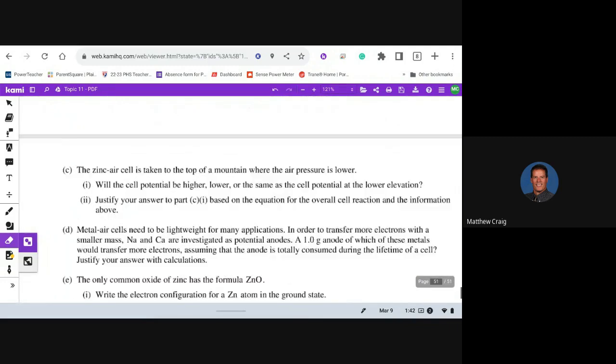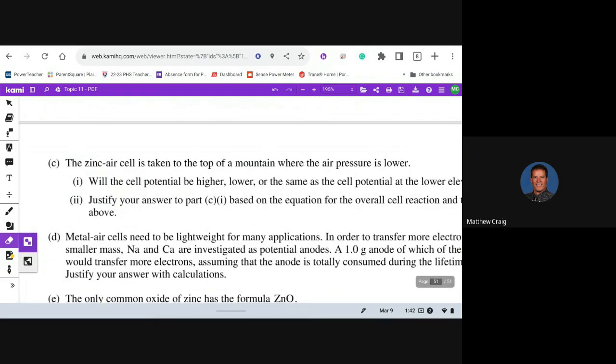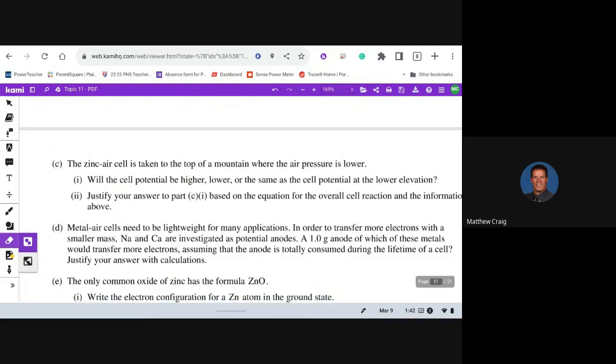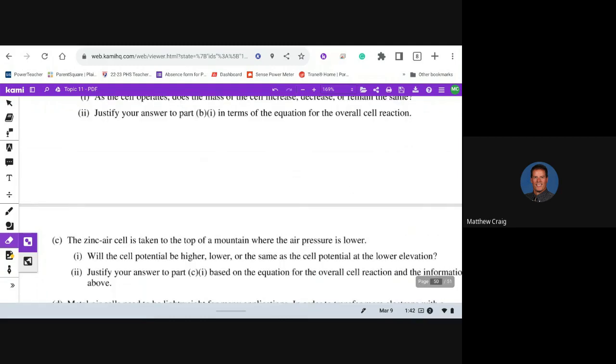All right, part C. Good question, Dan. I just don't have an answer. Okay. All right, the zinc air cell is taken to the top of a mountain. To the top, where the air pressure is lower. Ooh. Okay. So will the cell potential, aka voltage, be higher, lower, or the same as the cell potential at the lower elevation? Before you answer that, fun fact.